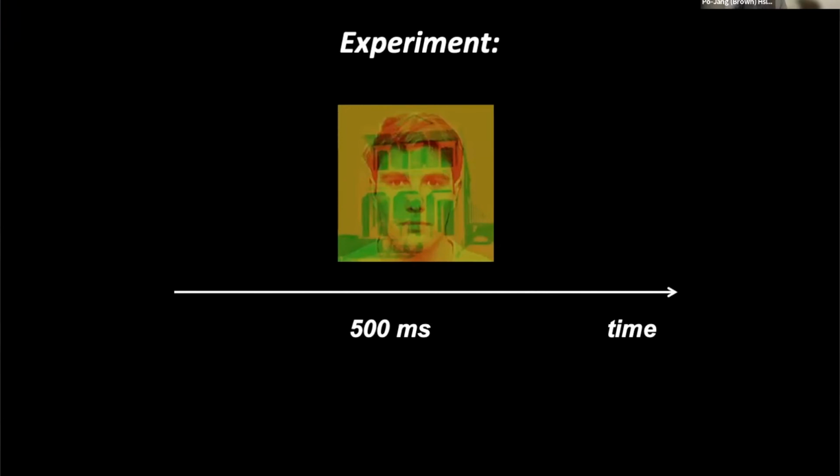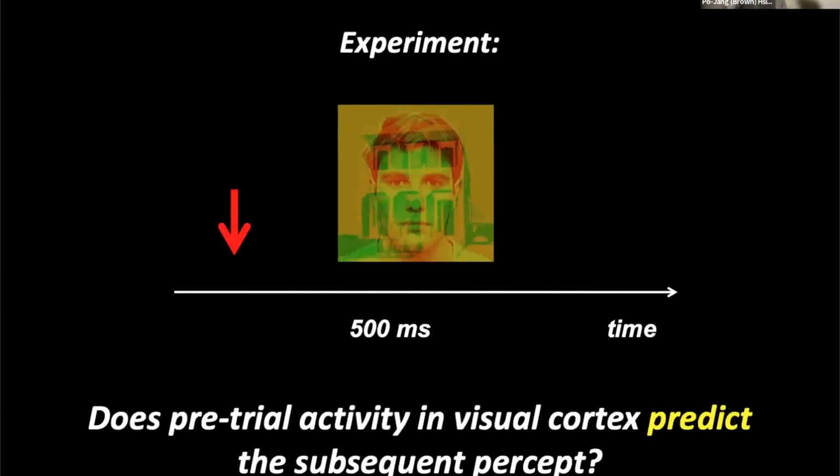Our hypothesis is that there's probably some signal in the brain that's biasing your perception. If this is true, we should be able to use something like fMRI to capture this information and even use it to predict whether you're going to perceive a face or a house in the next trial. So this is exactly what we're going to do. We present a stimulus like this to the subjects, and before the stimulus onset, we examine their brain activation to see if there's any pre-stimulus activity in the visual cortex that can predict the subsequent percept.